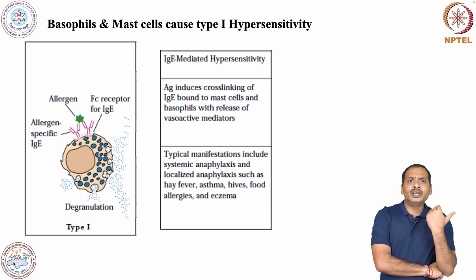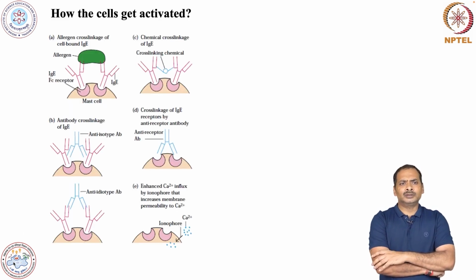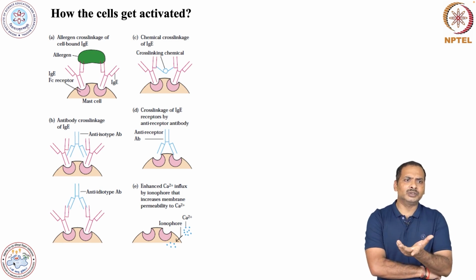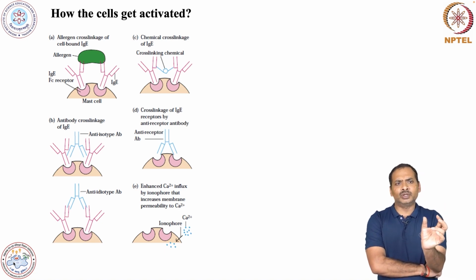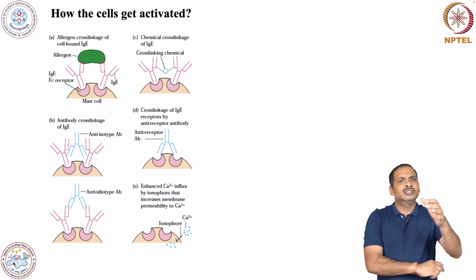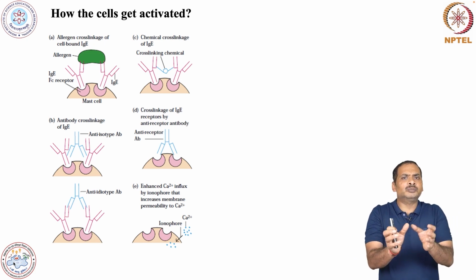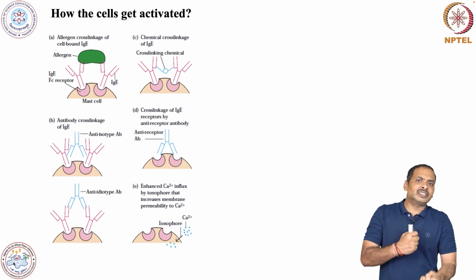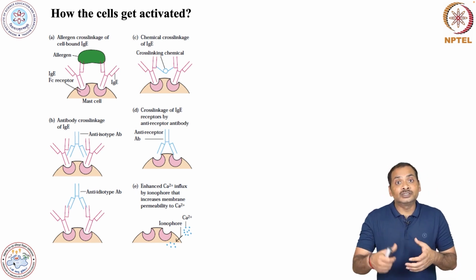And what happens when these granules are released? Here you can see, which I explained earlier, that if the antigen binds to this antibody, it will cross-link the two receptors. There will be clustering of receptors over the cell, and that will activate downstream signaling and result in the release of these granules.